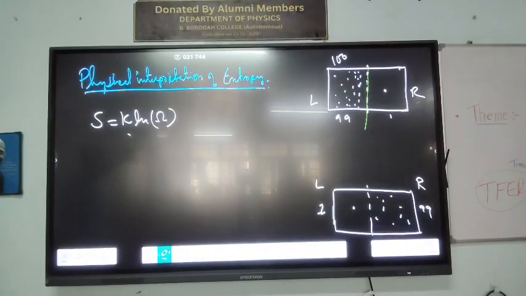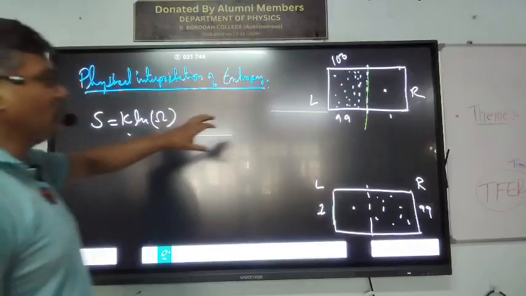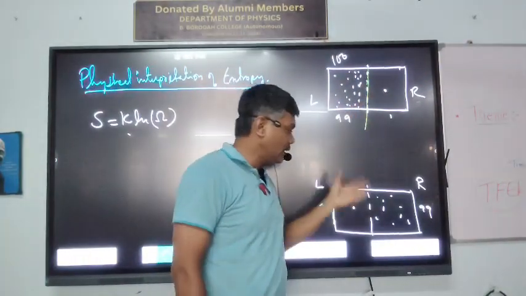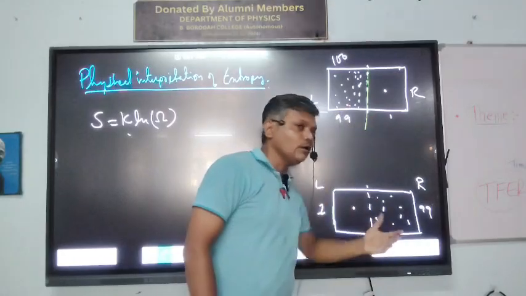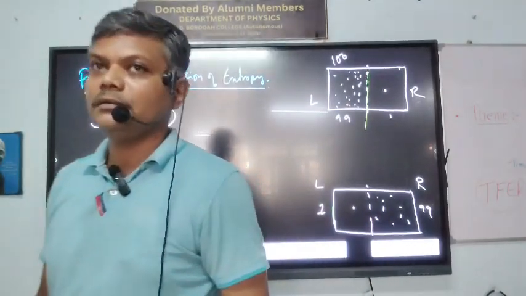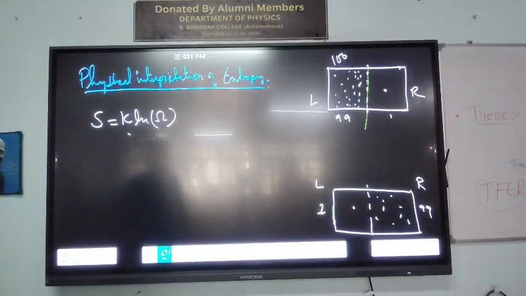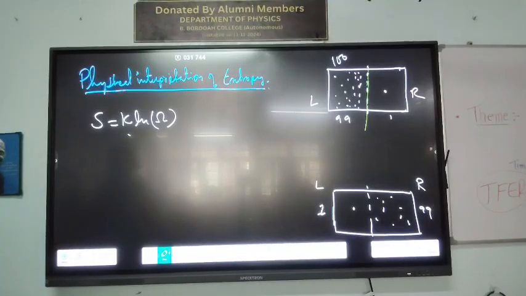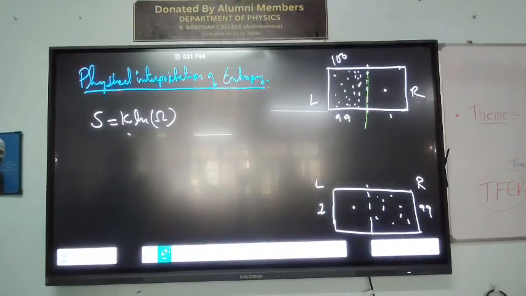Probability. If I want to keep the gas in this state or in this situation, how many ways can we do this? The left has 99, the right has 1. How many ways can you do that?